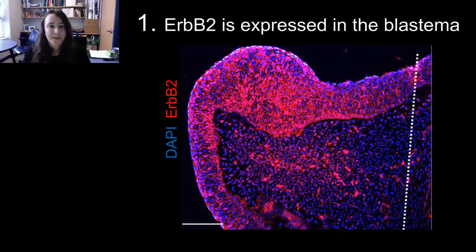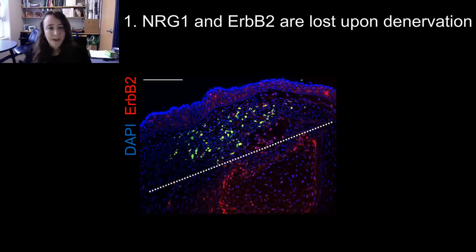Now, of course, we found the ligand. We should also expect to find the receptor, ErbB2. We study ErbB2 because it is the active receptor of neuregulin. And in fact, here shown in red, you can see that this receptor is very strongly expressed in the blastema. So that's a relief. It's found where it's supposed to be. And moreover, if we actually denervate the limb, what we find is a lack of neuregulin-1 and ErbB2.